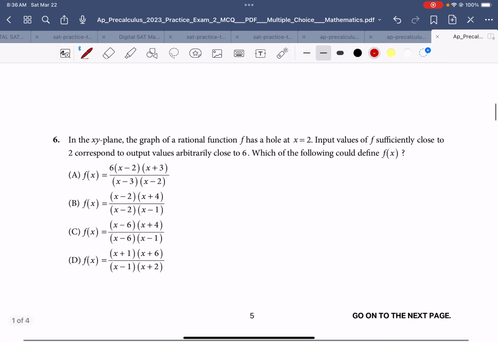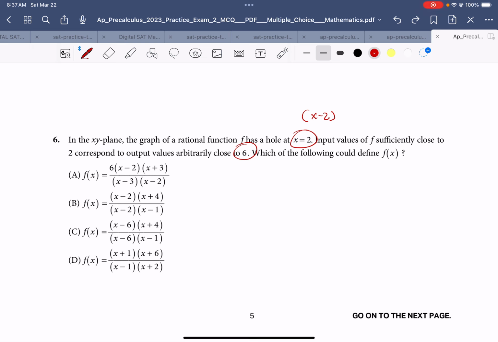All right, number 6. In the xy plane, the graph of rational function f has a hole at x equals 2, and input values of f sufficiently close to 2 correspond to output values arbitrarily close to 6. Okay? And then which of the following defines f of x? So since they said f of x has a hole at x equals 2, that means the x minus 2 factor with the same power, you have to have in the numerator and denominator. So A is okay. I see that here.